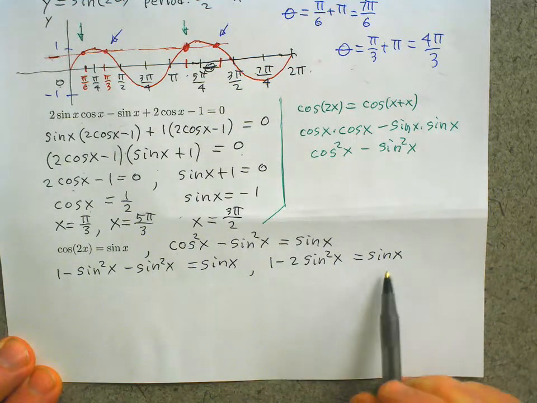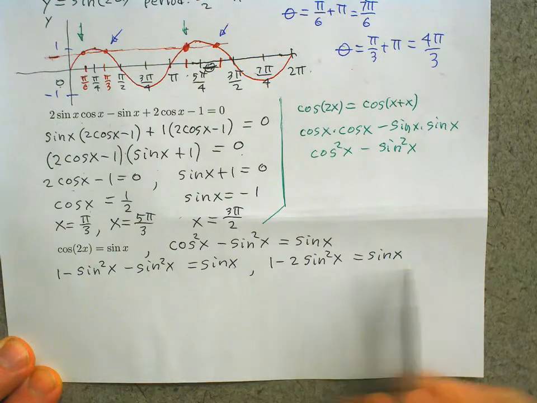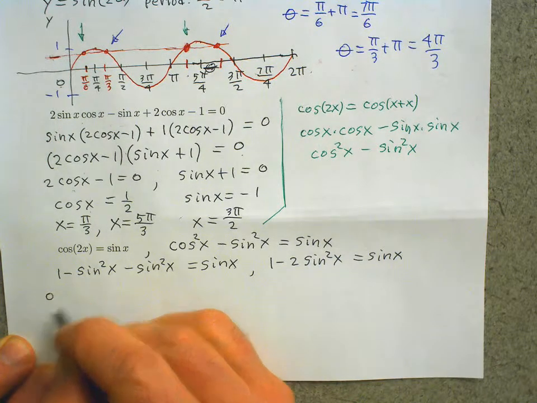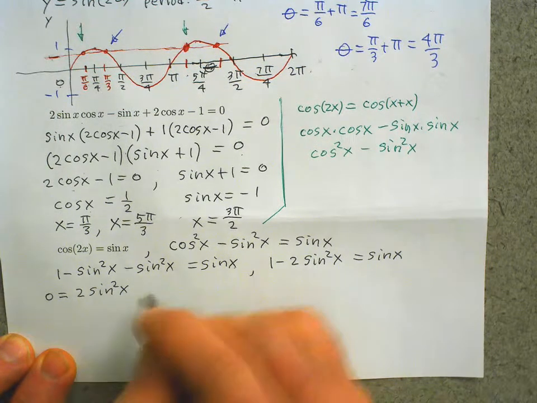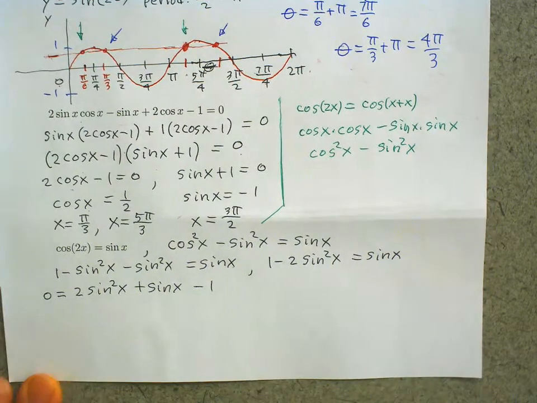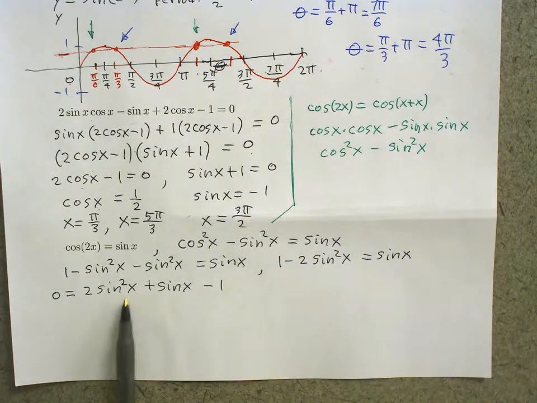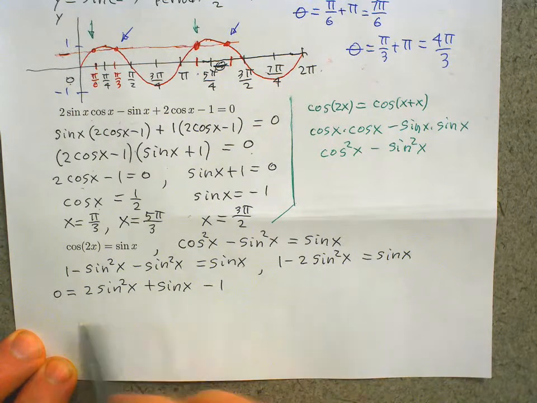Okay, so what I'm going to do is add 2 times sine of x squared to both sides and subtract 1 from both sides. So if I do that, I get 0 equals 2 times sine of x squared plus sine of x minus 1. So this equation is quadratic in form. So we can factor it. Well, we can factor this one.